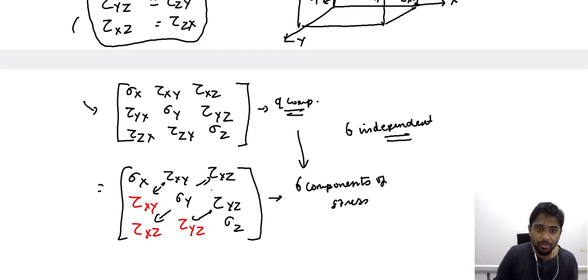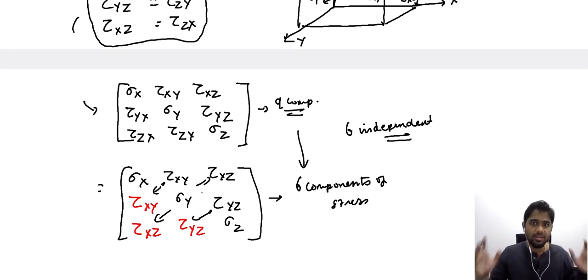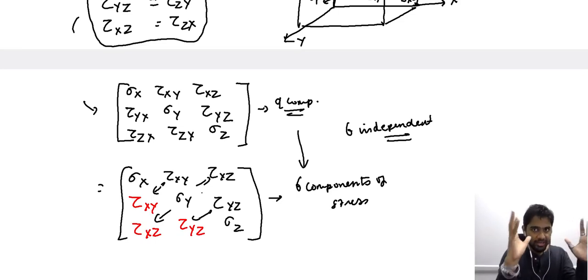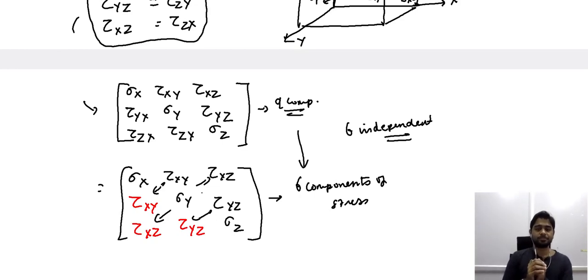Since we are able to establish this equivalency, this relation between these different shear stresses, all we need to find out is 6 independent component stresses. However, to fill the entire matrix, we need 9 components of stresses. 6 independent and totally 9 components of stresses. And of course, this 9 includes the dependent components as well. So even though we need to fill the 9 entities, all we need to find out is just 6 independent components.